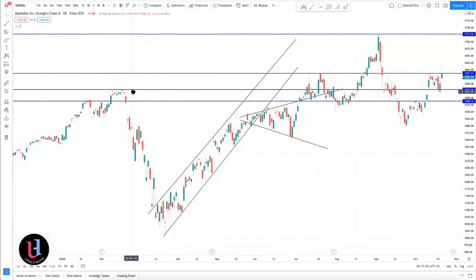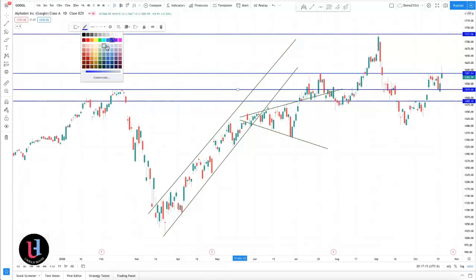So if you see this particular line, let me change the color of this line. This red line here is acting as resistance, right? Because the stock is coming from below, touching this line, and because it is acting as resistance, it's going down. But the same red line here, from here the stock is coming and touching the red line, and because now this line has become support, it's being pushed up.